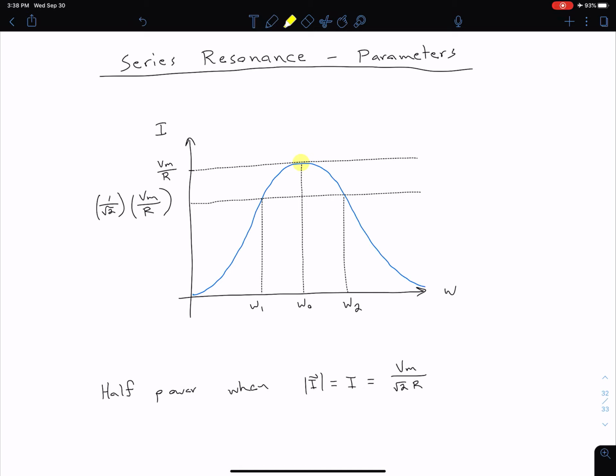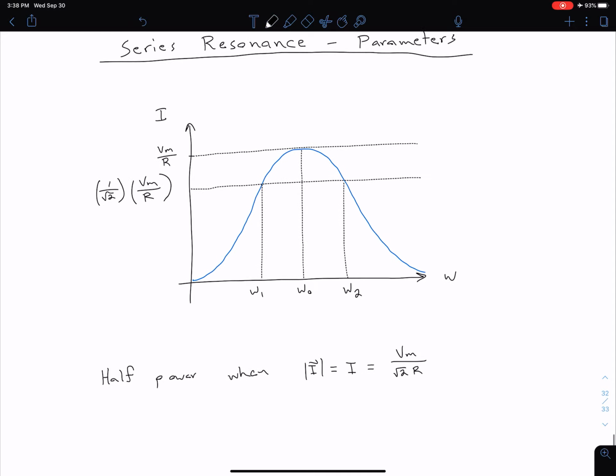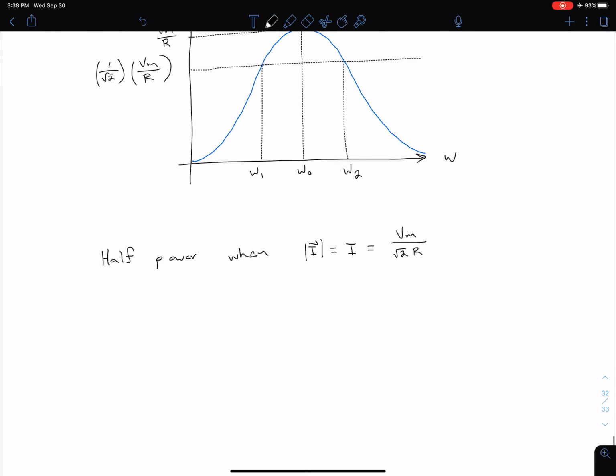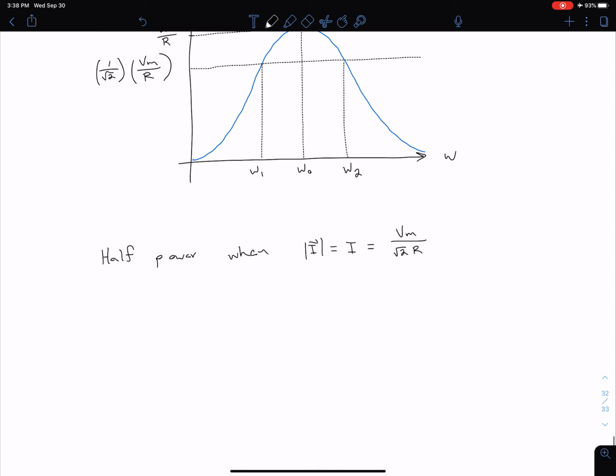our resonant frequency. And then we somewhat arbitrarily said, let's also designate two frequencies, omega 1 and omega 2, which occur when we have half of the maximum power being dissipated in the system. That half power corresponds to a current magnitude that we see here. So I've got that down below as well. So our half power occurs when our current magnitude is equal to Vm divided by root 2R.